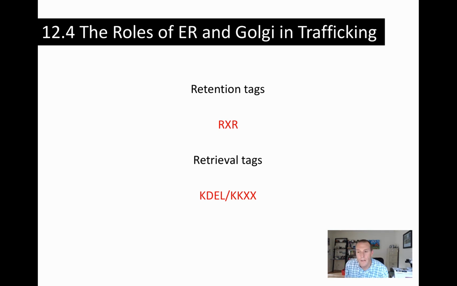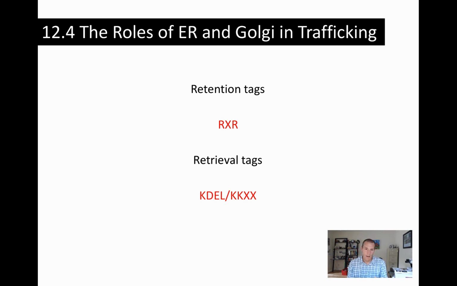Some proteins are kept in the ER by a tag called the RXR tag. That's arginine, X is any amino acid, arginine, and that's a short amino acid sequence that retains proteins in the endoplasmic reticulum. Although there are cases where you find this in proteins that are destined for the plasma membrane as well. An example of a protein that has that is the NMDA receptor that's involved in mammalian neurotransmission.